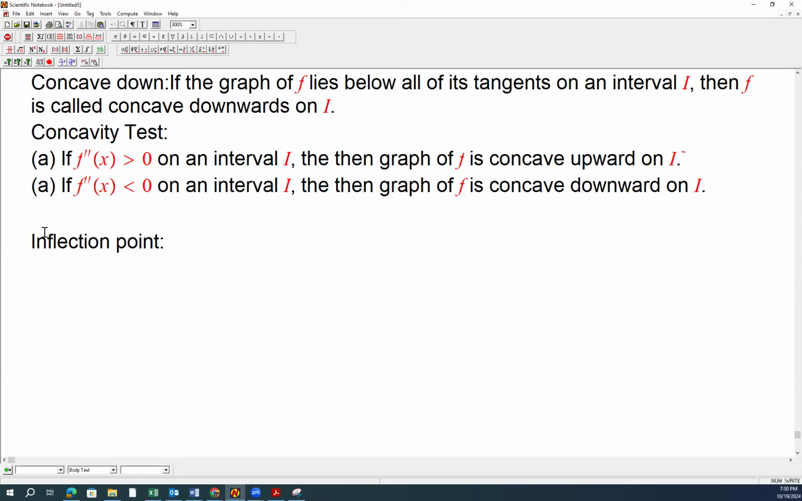An inflection point, a point P on a curve. It has to be on the curve. y equals f of x.